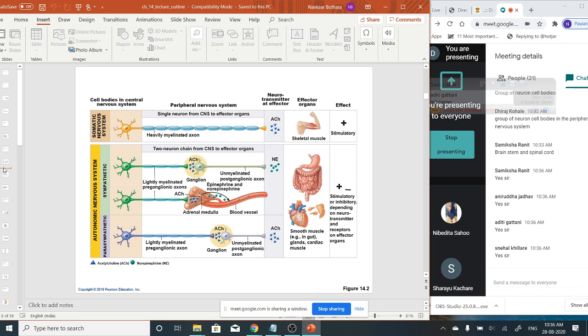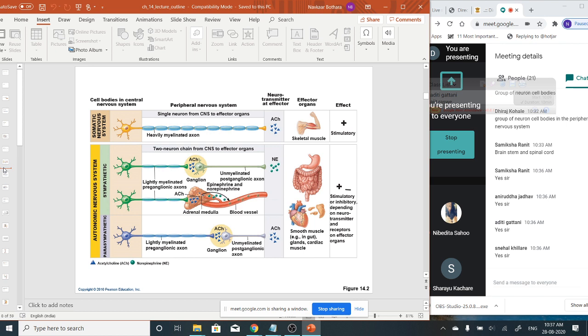Then the sympathetic system we see. The first type of cell bodies are all in the CNS. Either it is thoracolumbar or craniosacral. In parasympathetic, we know it is craniosacral; in sympathetic, it is thoracolumbar. So now this is releasing acetylcholine everywhere.